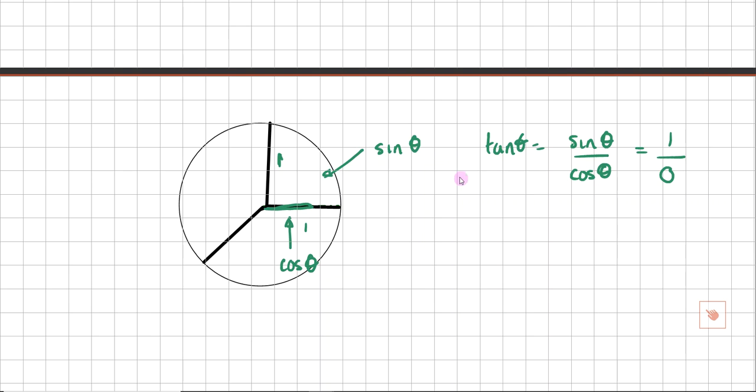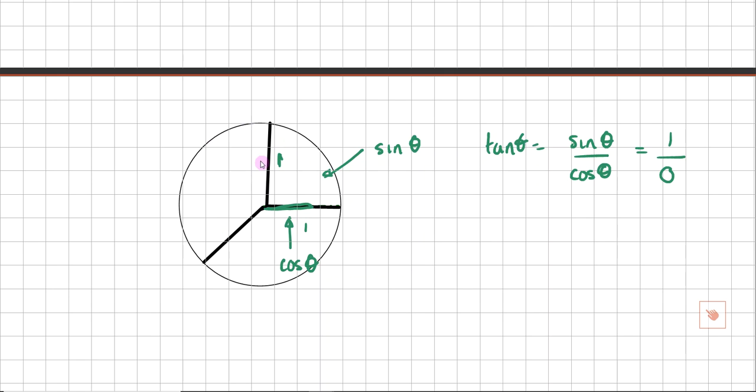Why then can we have sine of 90? What is sine of 90? 1. What's cosine of 90? 0. So they work, although you would say there's not a triangle, but they do work given this whole situation. But tan of 90 does not exist.